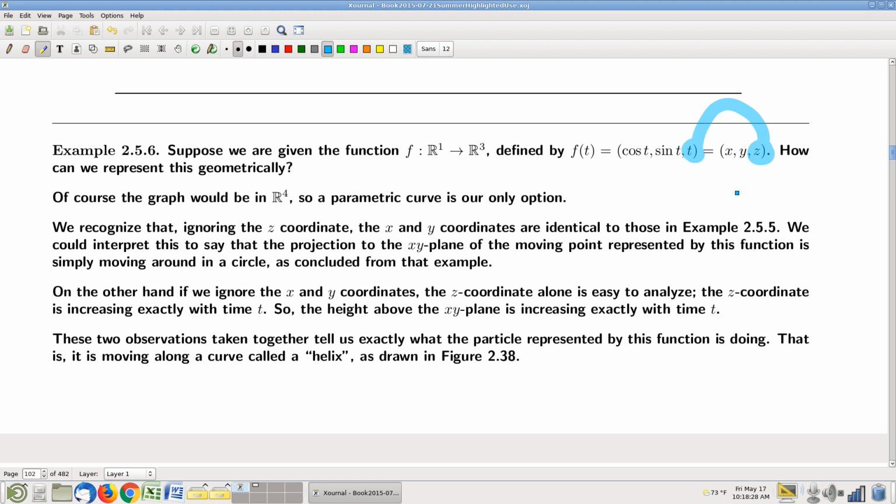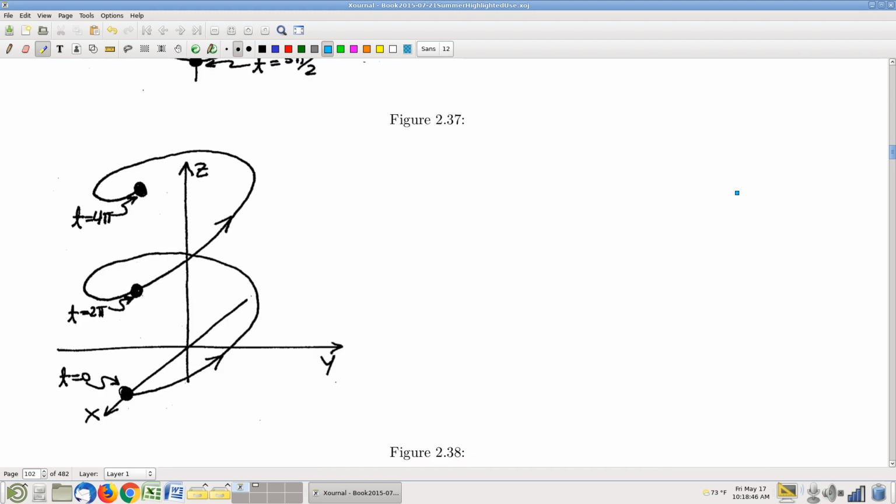I can see directly from above, if you will, that it's going around in a circle like this. But I also know that as far as the z coordinate goes, it's going up at a constant rate. And if you think about it, you just combine these two observations, and it tells you exactly what this curve is doing. In the xy coordinates, it's going around in a circle. The z coordinate is rising. It is tracing out a helix, a slinky.